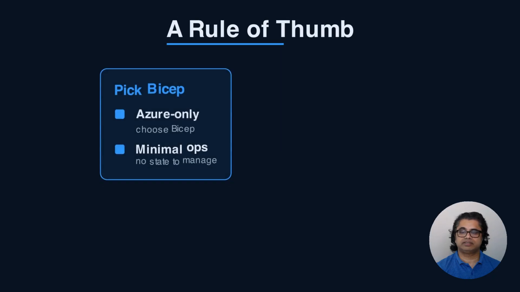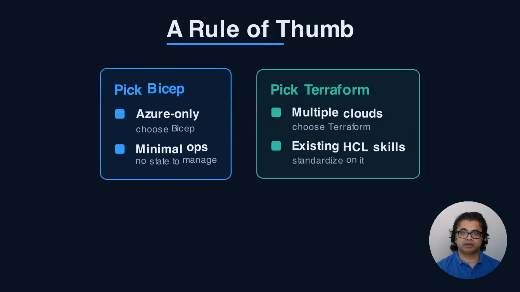Here's my opinionated guidance. If you're Azure only, your team is Microsoft-centric, and you want minimal operational overhead, choose Bicep. It's free, first-party, and you'll never babysit a state file. If you run multiple clouds, provision SaaS, or your organization has already standardized on Terraform and HashiCorp configuration language skills, choose Terraform and invest in a locked remote backend. Don't pick based on syntax preference alone. Pick based on cloud scope and who operates it. And honestly, many large shops run both, Bicep for pure Azure platform teams and Terraform for cross-cloud.